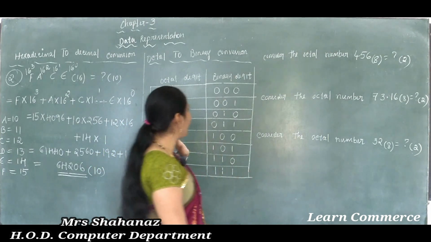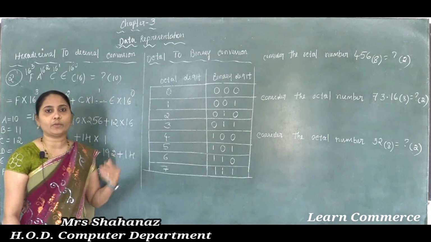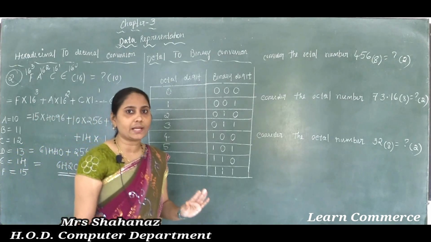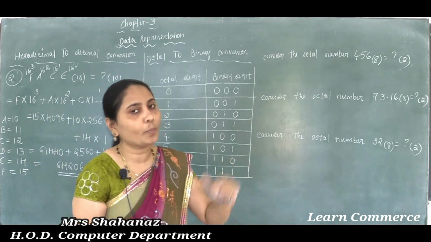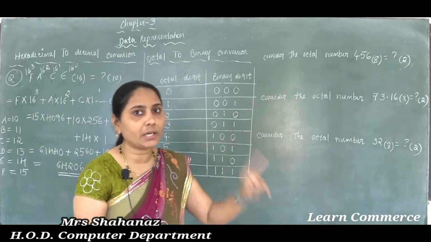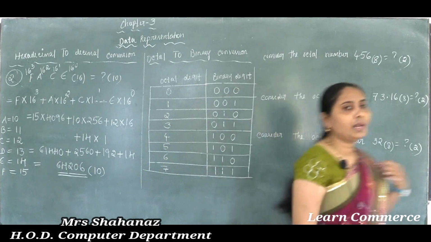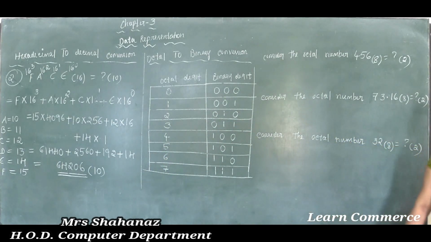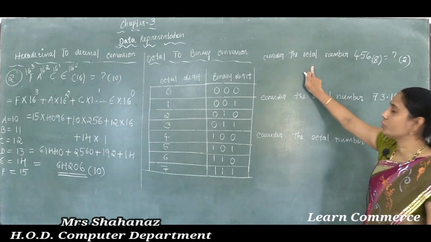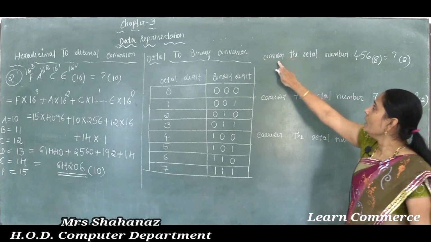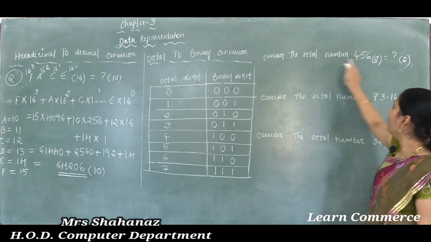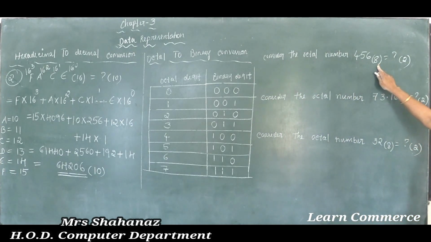Now we know that this is octal to binary conversion. That means, to convert from octal to binary, replace each octal digit with the appropriate 3-bit binary number. Now we'll complete the question here. How do we get the solution to this question? Consider the octal number 456 base 8 to binary conversion. Octal is being converted to binary.